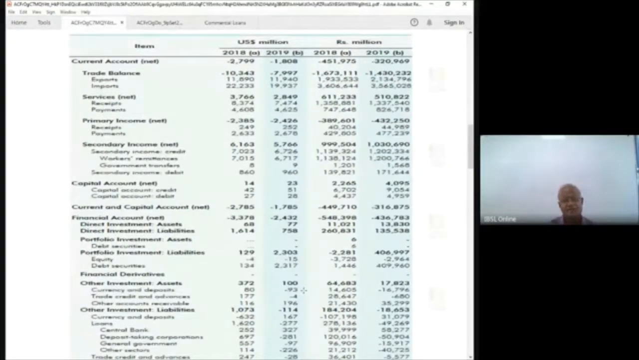Then the major account is the financial account. Current account, capital account, then financial account. The current and capital account balance is again 1.78. What is the current and capital account balance? Balance in the trade account, balance in the service account, balance in the primary income account, secondary income account, and capital account. That is a 1.78 deficit. Current account only, 1.8 deficit.